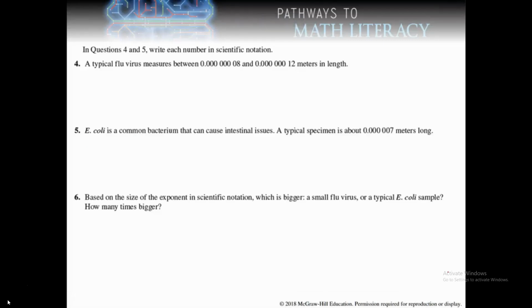In 4 and 5, we're writing very small numbers in scientific notation. So in number 4, a typical flu virus measures between these two numbers of meters in length. So we're going to write both of those in scientific notation.